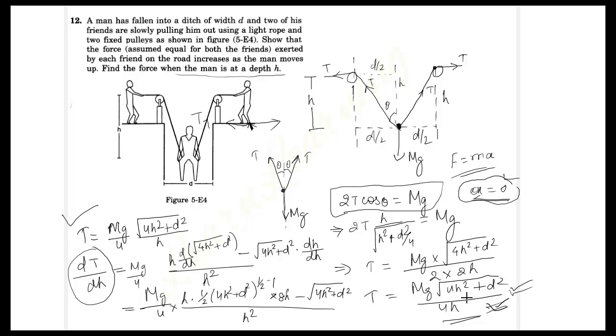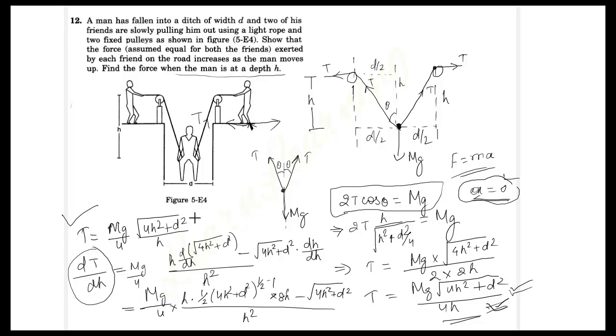So now we have to prove something else. We have to prove that both the men, this will be the answer for the other part of the question. We also have to prove one more thing here, that both the friends exert whatever force they are exerting, it actually increases as the man is going up. So what we'll do is we'll differentiate tension here. Whatever force the man is putting on the ground is actually transmitted as tension in the string. So we have to concentrate on tension here.